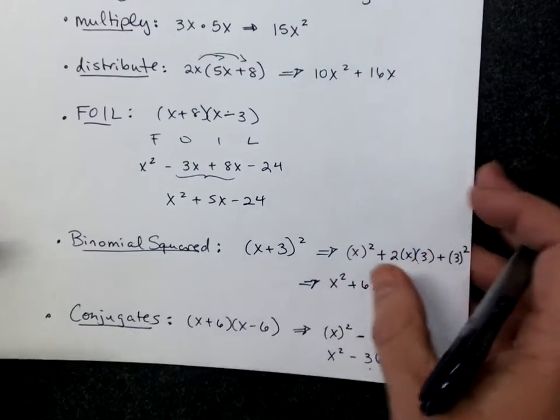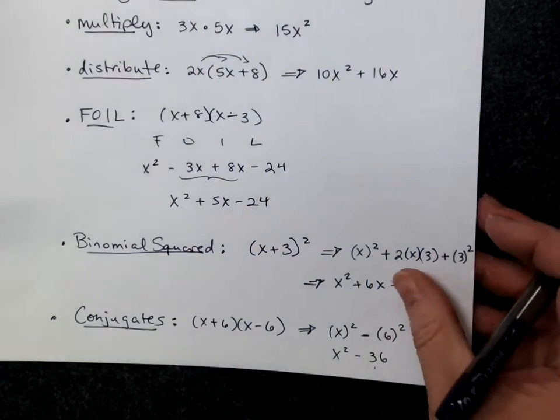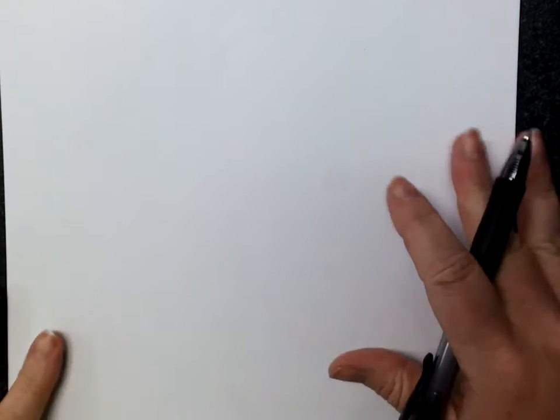So let's look at a couple of distribution examples to get you started. And then we're going to focus more on that FOILing and the conjugates and the binomial squared next time. But the further you can go ahead and try those in homework, the better you'll be prepared for that, because we're also going to start equations on Thursday as well.